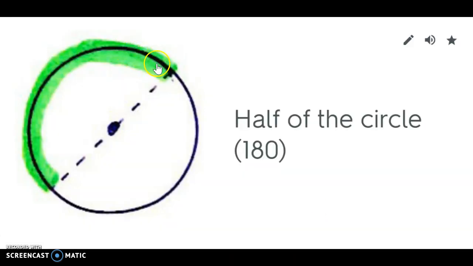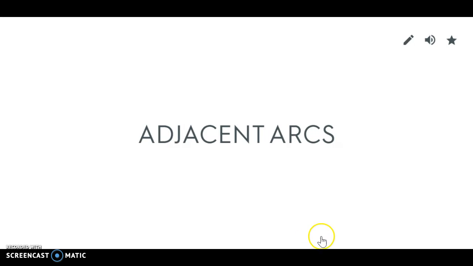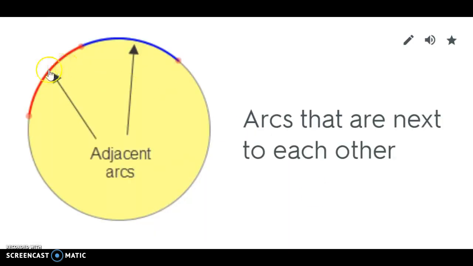The next word we have is a semicircle, and a semicircle is just half a circle, and half of a circle is 180 degrees. Adjacent arcs. Adjacent, remember, means to be next to each other. So here are 2 adjacent arcs. Those arcs are next to each other.